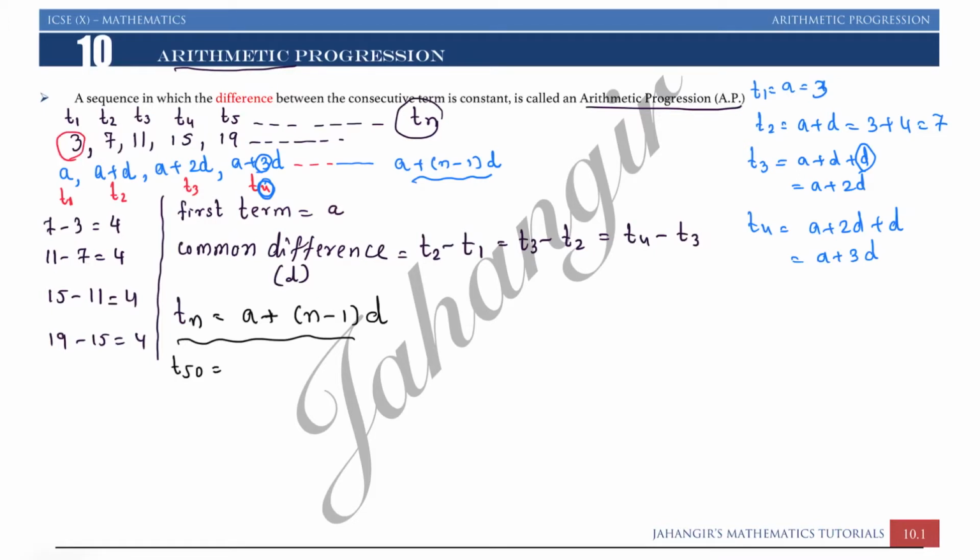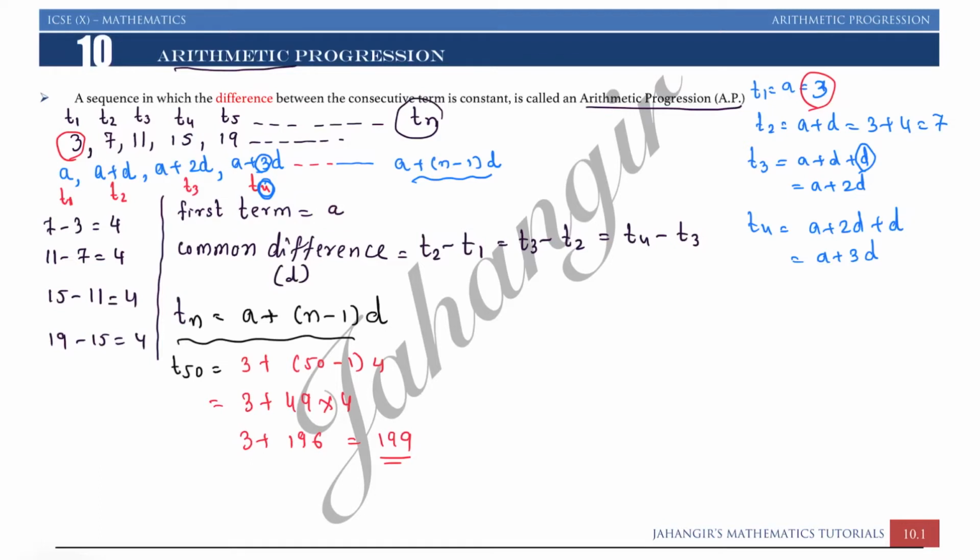See here, my first term is 3. Here also I have written 3 plus, in place of n I can put 50 minus 1 into d. D is 4. So it will become 3 plus 49 d. So 49 into d, I can write the value as 4. So 3 plus 9 4s are 36, 3 plus 196, answer is 199. If you keep on adding 4 to each number, you will get the nth term.